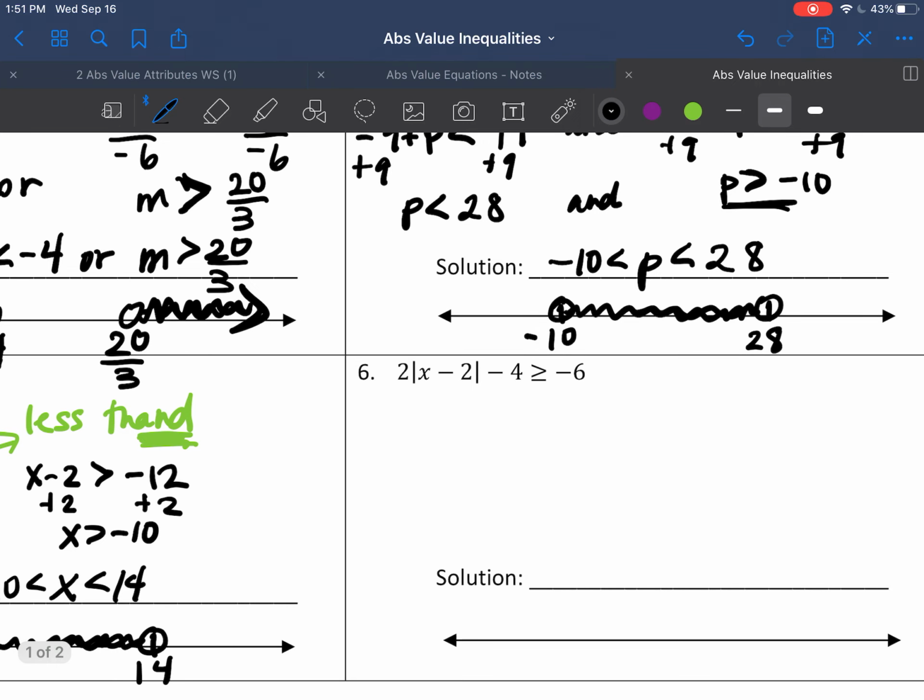All right, here we need to isolate these bars. Don't do anything. Don't write your cases until these bars are isolated. So you have to add the 4 first. Whatever's not attached has to go first. And then divide by 2.